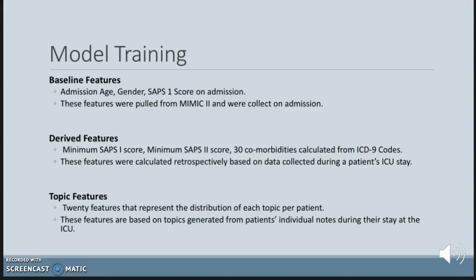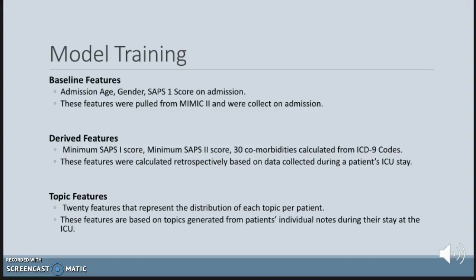Using these features, we trained the following models: a baseline model, which used only admission features; a derived model, which uses baseline features and derived features; a topic model, which uses just the 20 topic features; a baseline and topics model, which uses baseline and topic features; and an all feature model, which uses all baseline, derived, and topic features. Because there was such a large class imbalance for all 3 outcomes, we used subsampling on the negative class to create a 70-30 split of the negative and positive class data. This was only applied during training, so our test set does represent the actual separation of positive and negative class.